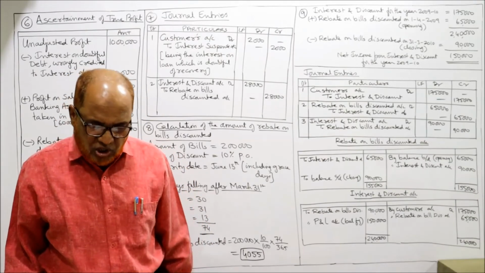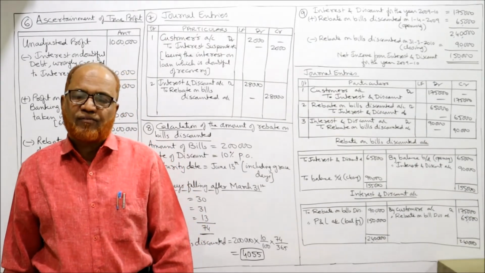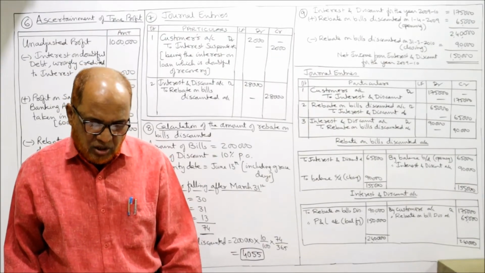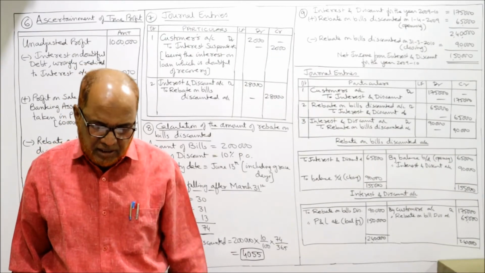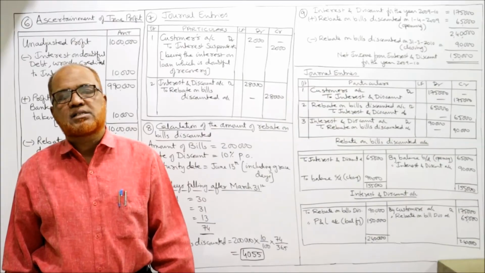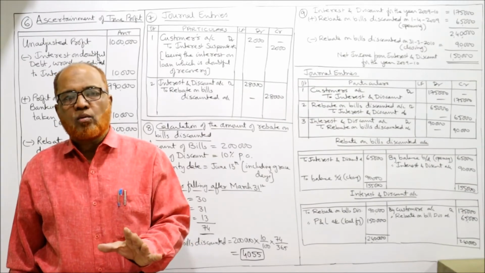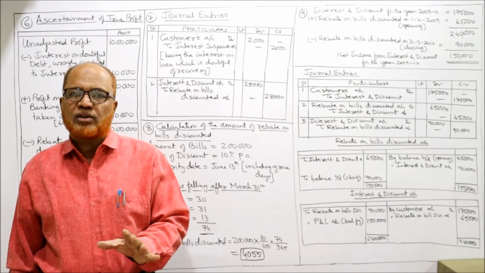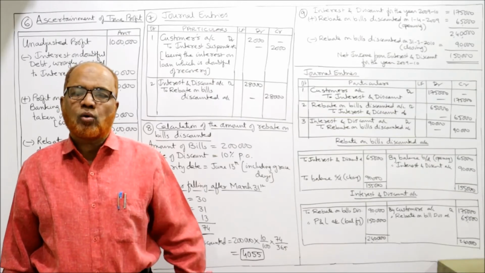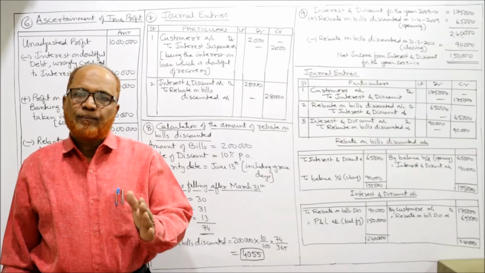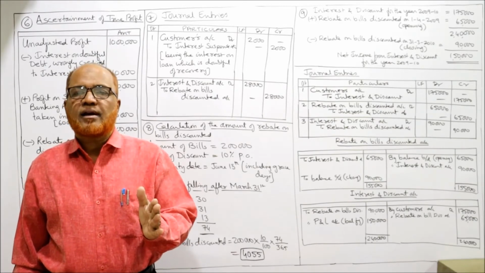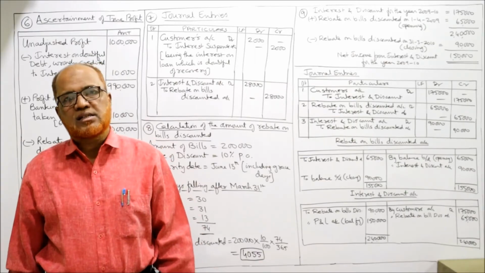Pass the necessary journal entries adjusting the above and show in the ledger of the bank the rebate on bills discounted account and interest and discount account. So we are required to pass the journal entries for this. And also we have to open two accounts. One, rebate on bills discounted account, and secondly, interest and discount account.